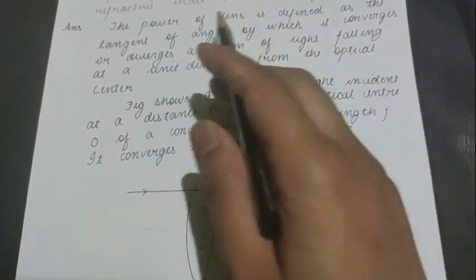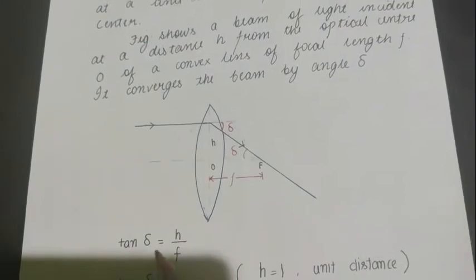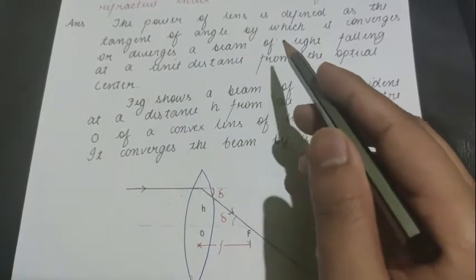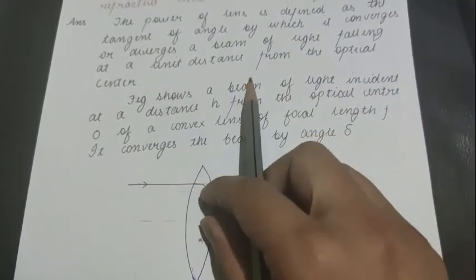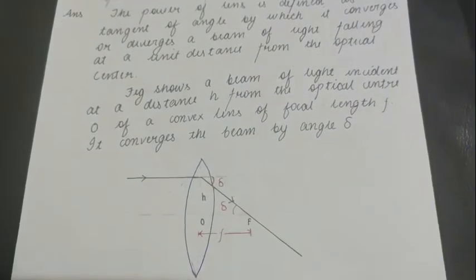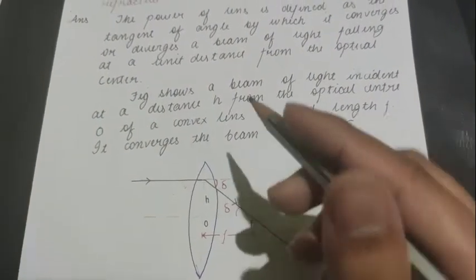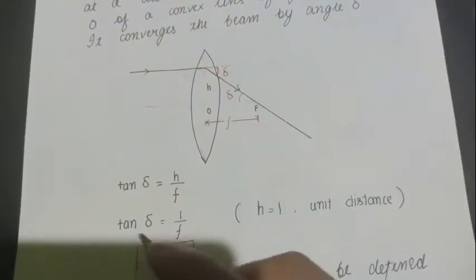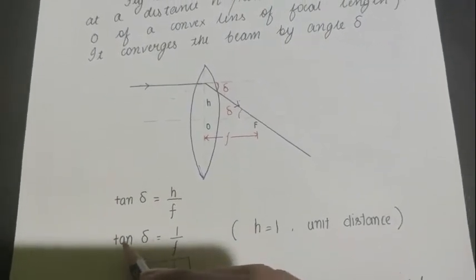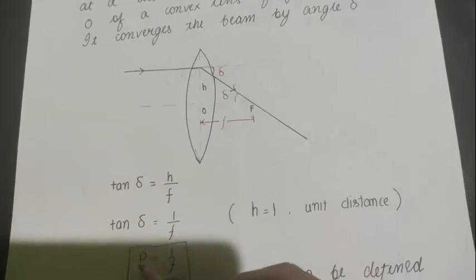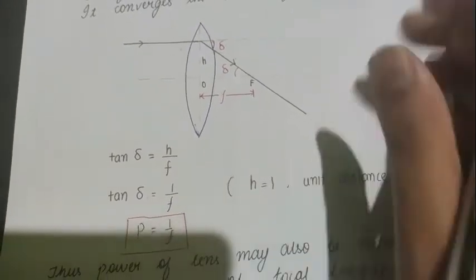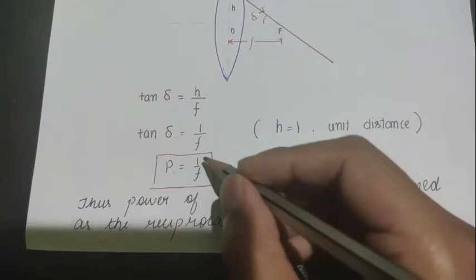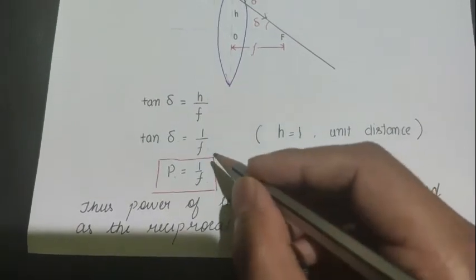So the power of the lens is defined as the tangent of the angle by which it converges or diverges a beam of light falling at a unit distance from the optical center O. This tan delta is known as the power of the lens. Is it clear? So tan delta equals 1 by f. And tan delta is my power. So P equals 1 by f. So this is my formula: power of lens equals 1 by f. You should put it in a red box.